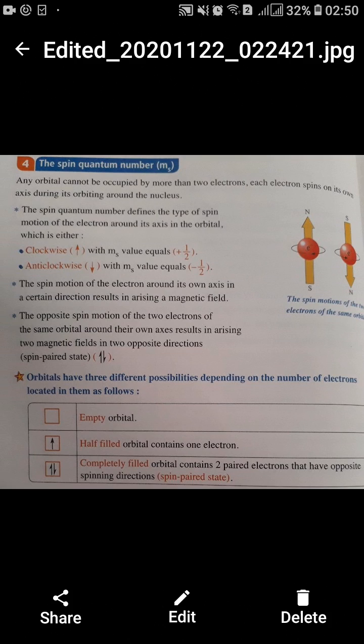Now, let's move to the last quantum number, the spin quantum number, ms. That represents the spin motion of the electron, its motion around its axis, either clockwise or anti-clockwise. If it is clockwise, the value of ms is positive half, but in case of anti-clockwise, the value of ms is negative half.